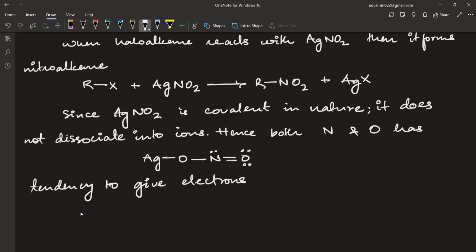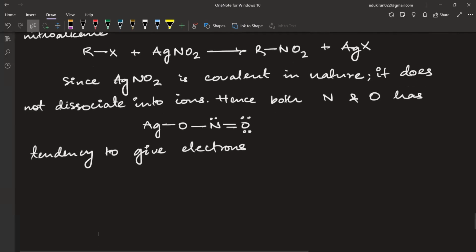Now tell me, between oxygen and nitrogen, which has more tendency to give electrons? What do you think? Nitrogen atom or oxygen atom? Which has more tendency to give electrons? How will we see it? Tell me as an atom. Zaid, Rifat, Hanifa.